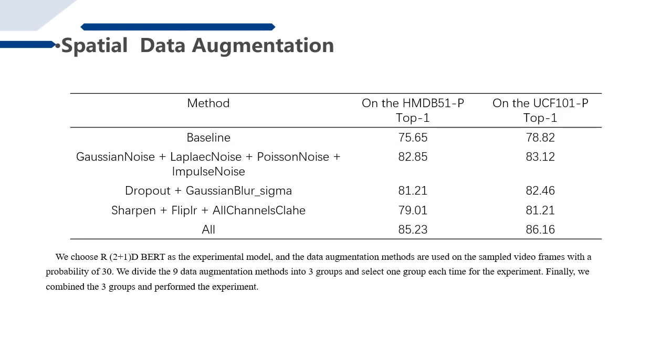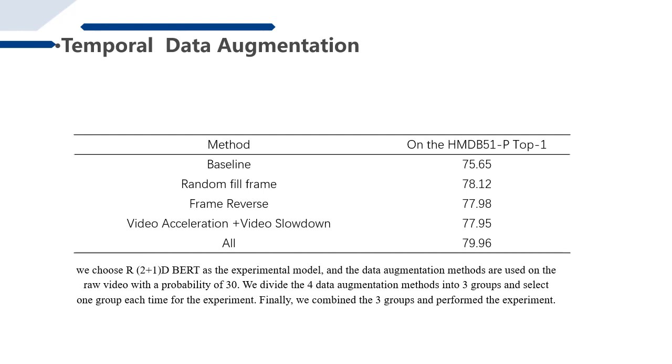We choose R2 plus 1D BERT as the experimental model, and the data augmentation methods in spatial dimensions are used on the sampled video frames. We divide the 9 spatial data augmentations into 3 groups and select one group each time for the experiment. Finally, we apply all 9 spatial augmentations together. Experiments show that the data augmentation strategy improves the accuracy by about 9.58% on HMDB 51 and about 7.34% on UCF 101.